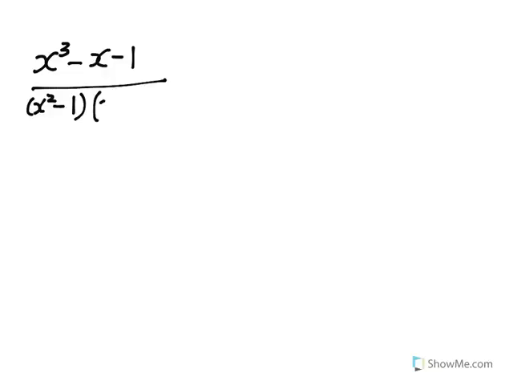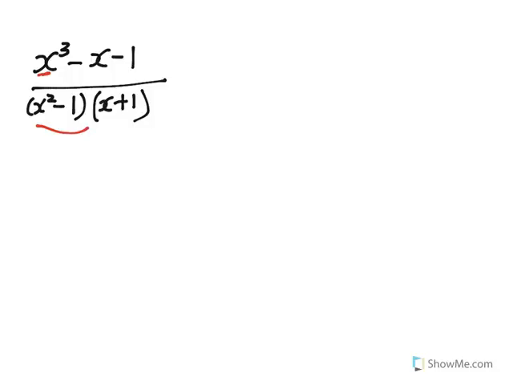So observe that we have this function: x cubed minus x minus 1 over x squared minus 1 multiplied by x plus 1. What's next? Remember I told you before that you always have to appreciate the degree of the numerator and the denominator. You can see the degrees are the same. The top is degree 3, the bottom is degree 3. So this is an improper fraction.